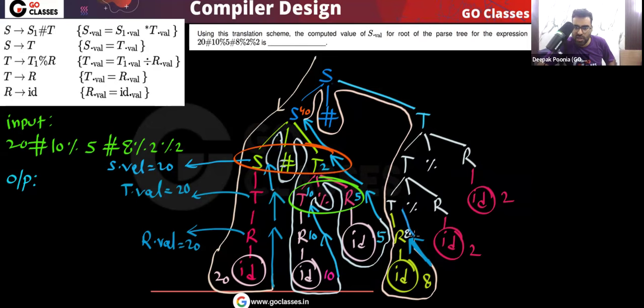Now keep going until you find the next reduction. The next reduction is actually r going to t. This r is reducing to t. So immediately after this reduction, you will perform the corresponding semantic action. So t dot value will become r dot value. R dot value is 8, so this t dot value will also become 8. Okay, keep going.